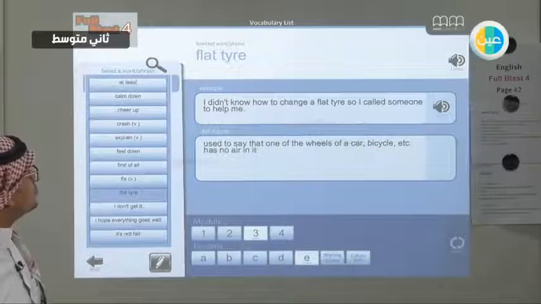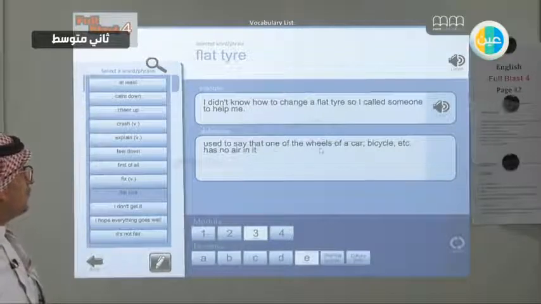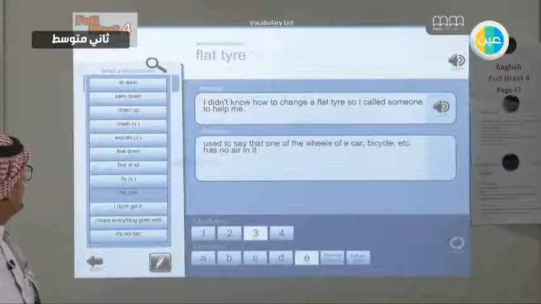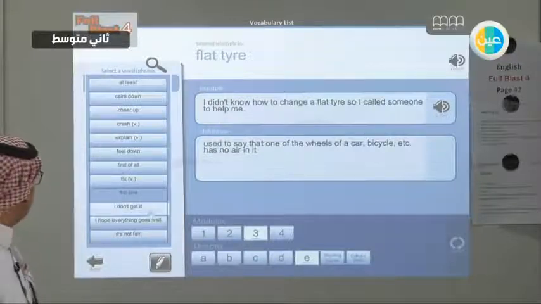Used to say that one of the wheels of the car, bicycle, etc. has no air in it.